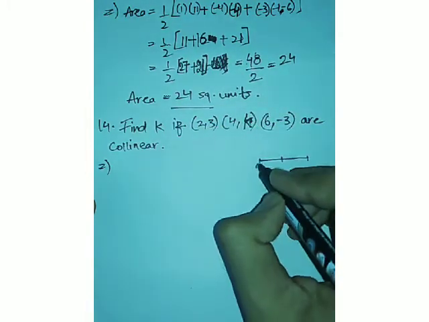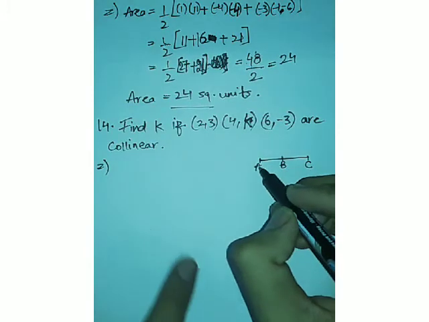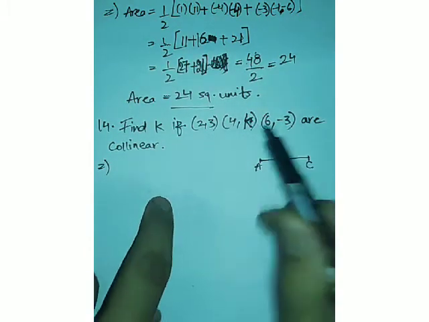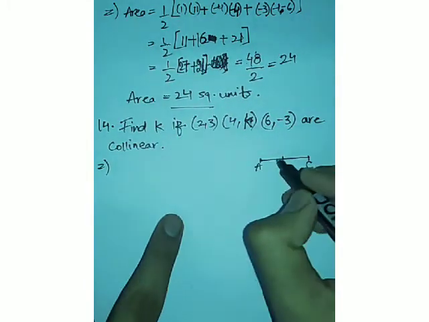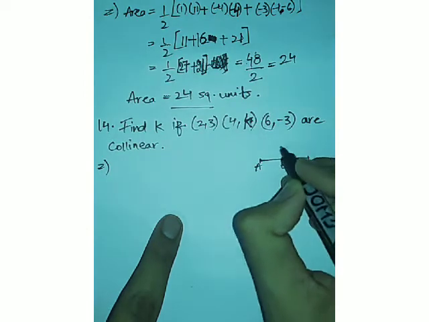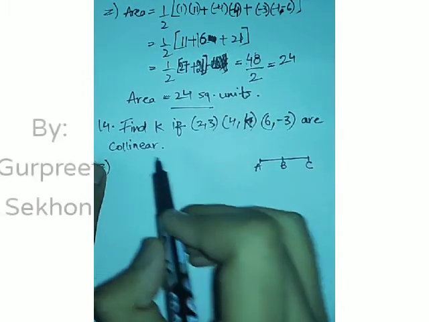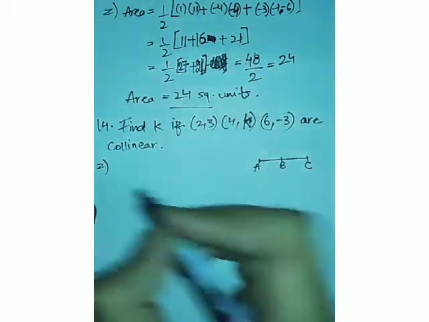Let it be ABC. They are not forming a triangle. It means the area of triangle is 0 in this case. So we will apply the formula of area of triangle and we will equate the area to 0, because if they are forming a triangle then there must be some area, but it is given that these points are collinear, so we will be equating the area to 0. So let's apply the formula.